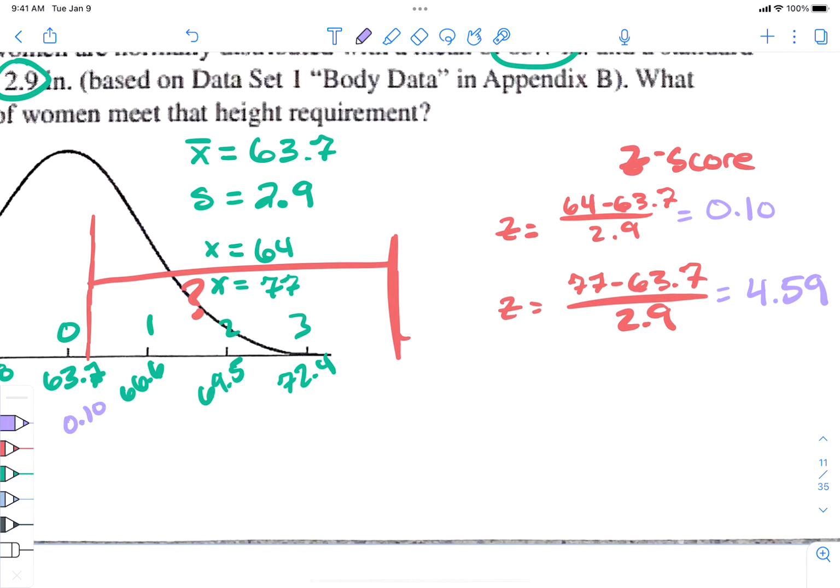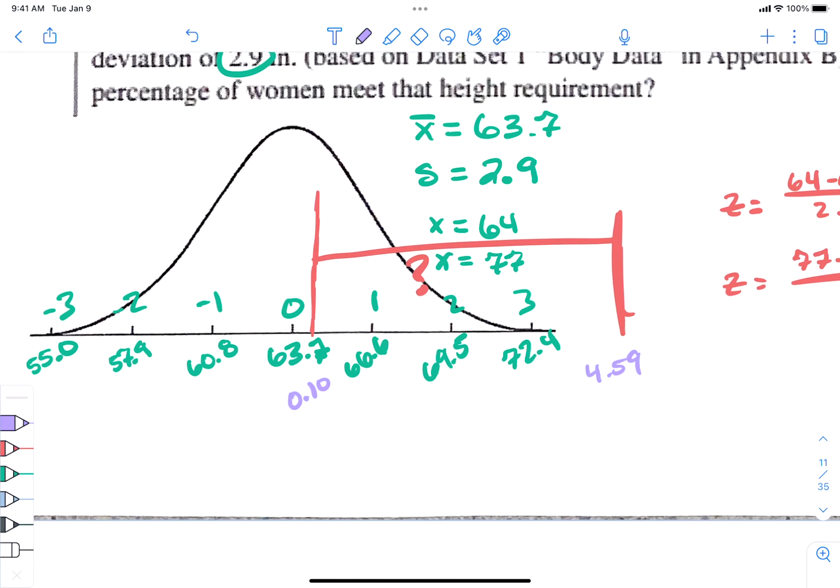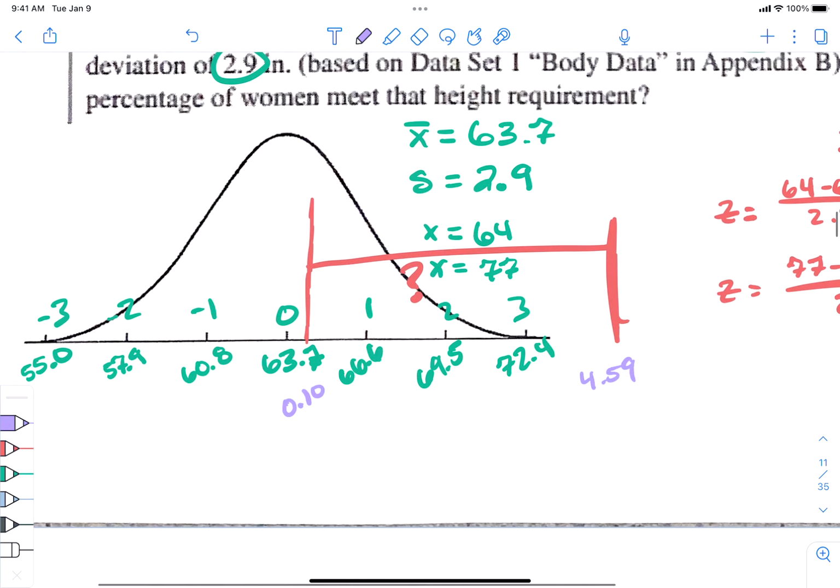Okay, 0.10 and 4.59. All right, go to this table because we're going to run into an issue. We're on the positive table. Look up 0.10 as a z-score. What percentage? 0.5040. And that is from here on to the left. Okay, everybody try to look up 4.59.